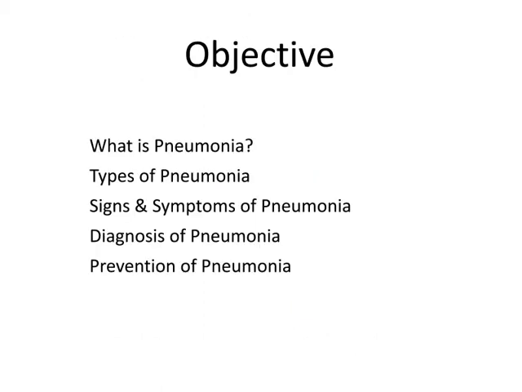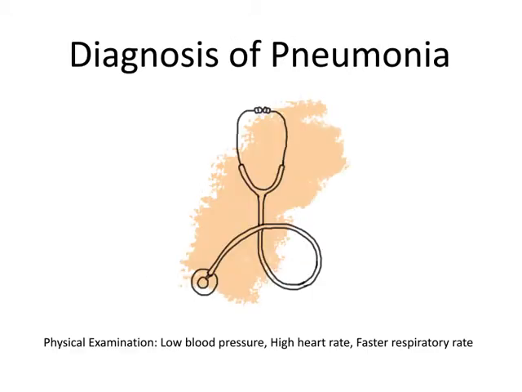How can a physician diagnose pneumonia? On physical examination, a physician may find that we have a low blood pressure, a high heart rate, and a respiratory rate which is faster than the normal. Examination of the chest may be normal, but may show a decreased chest expansion on the affected side. Harsh breath sounds called crackles or rales may also be heard over the affected area.